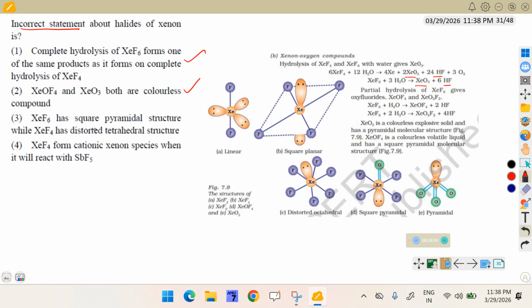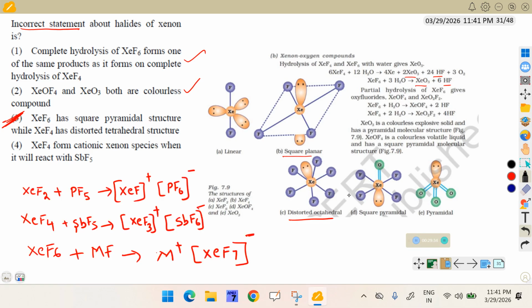XeF6 has square pyramidal, XeF6 distorted octahedral. XeF4 distorted tetrahedral structure, but XeF4 is square planar structure. So the incorrect statement is the third one. XeF4 forms cationic xenon species when it reacts with SbF5. Yes, this is also correct. This is for reference.